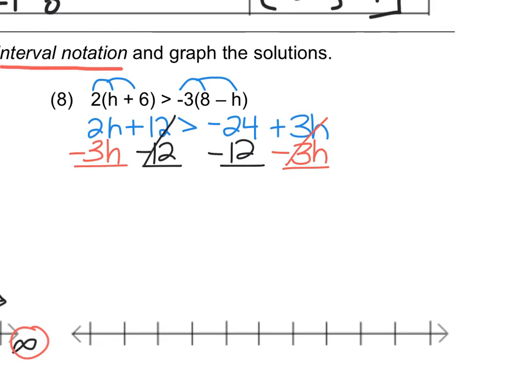Don't you get the same answer if you did the opposite way? You would. The only issue with doing it the opposite way is that the variable will be on the right, and you may have to do that extra thinking step to get it in the right form. But so we have negative h greater than negative 36.